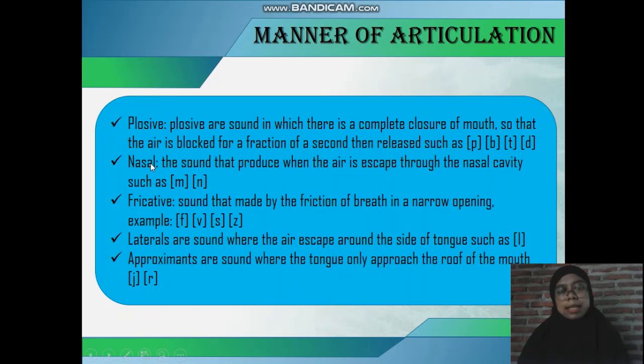The next is nasal, for example, m and n. And the next is fricative, for example, f, v, s, z. And the next is laterals, for example, l. And the approximants, for example, j and r.